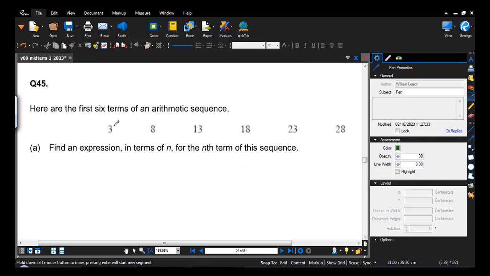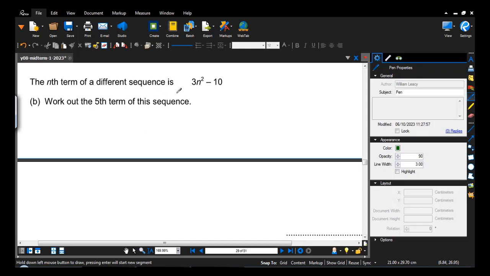Again here, what are we adding? Plus 5. Once you establish that, plus 5, first thing you write down, 5n. Now, we're going to go back a step, isn't it? Minus 5. 3 minus 5 is minus 2. 5n minus 2, done.